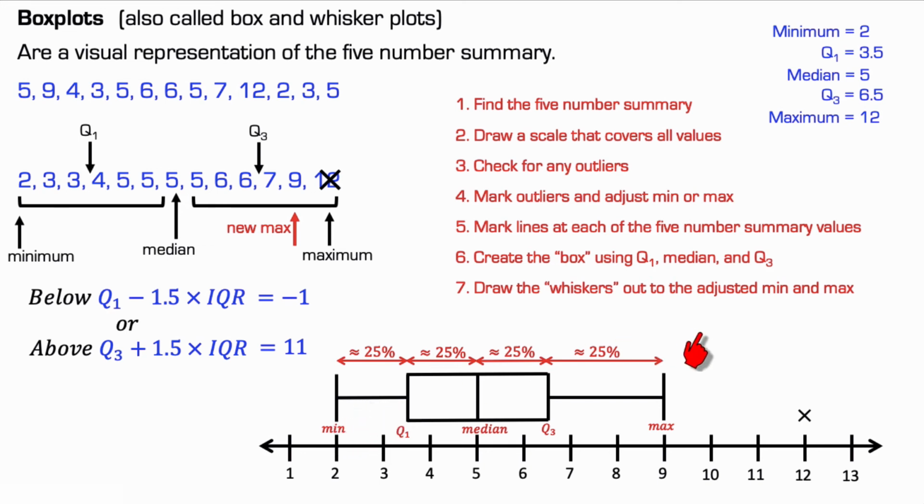So that is our box and whisker plot. Now we wouldn't normally write all this red stuff on it. When you do it, it's just going to look like that. We've got a box and whisker plot that shows our minimum, Q1, median, Q3, maximum, and any outliers.